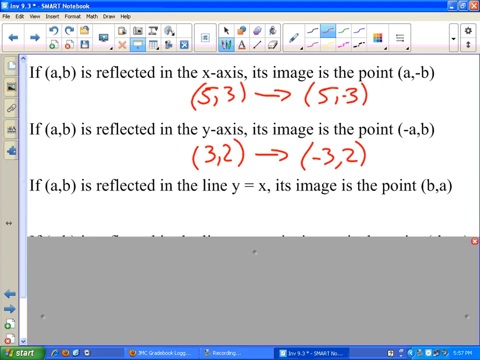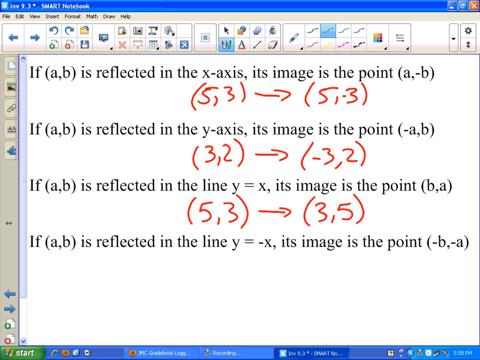If we're reflecting over the line y equals x. Okay, so let's just make up a point. 5, that's 5, 3 again. Okay, so AB is reflected, then it becomes BA. All we do is we flip the letters or the numbers around. 3, 5.